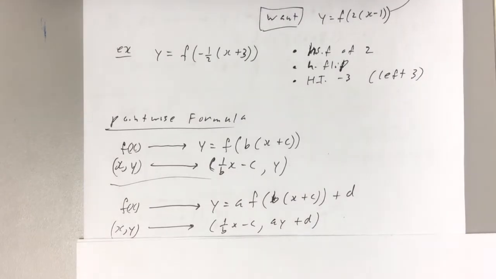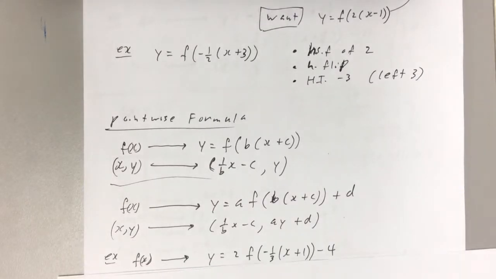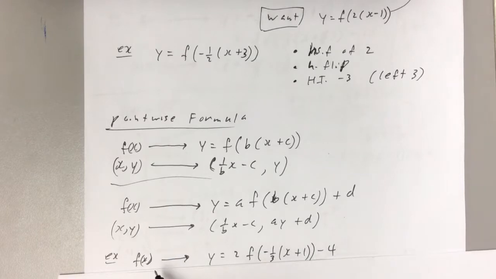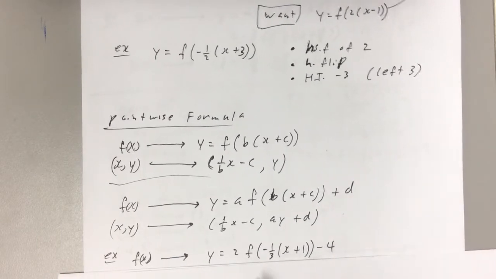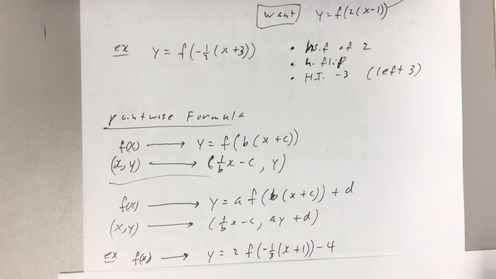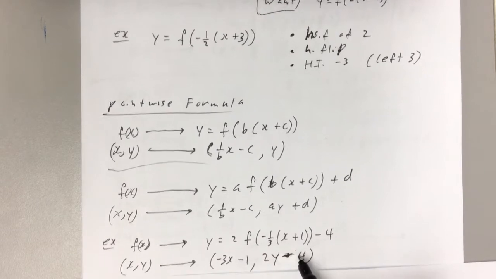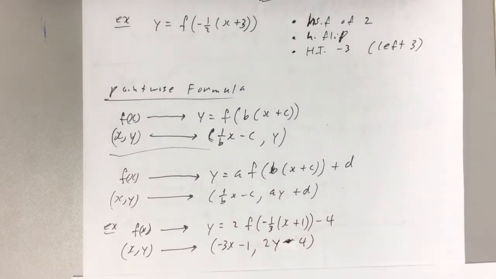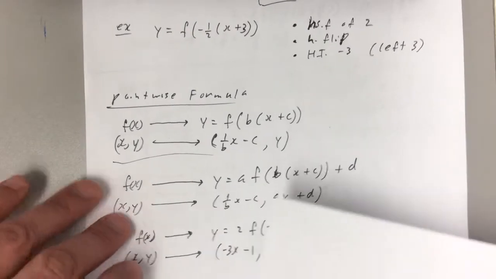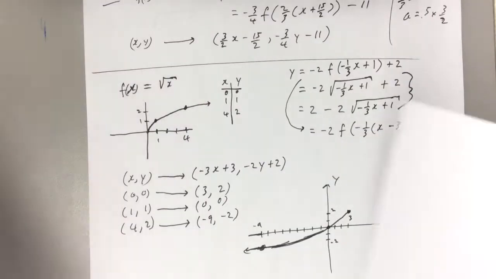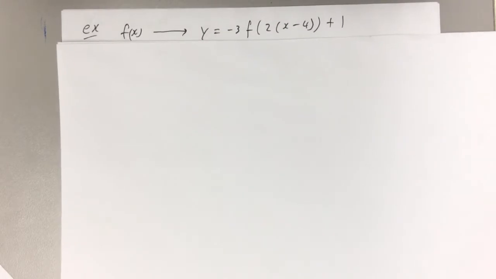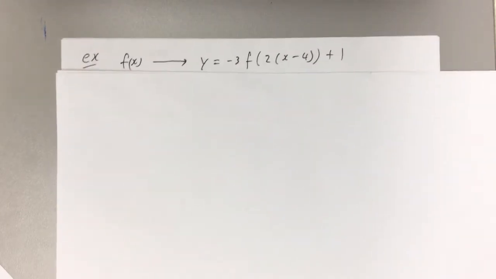So for example, if you wanted to go from f of x, some function, to this transformation, then you'd have this formula. Negative 3x minus 1. We don't change the negatives here, we just take the reciprocal of the number. And then 2y minus 4 for the y coordinates. So if you had some key points, you could do this. Some other examples of this formula are right here.